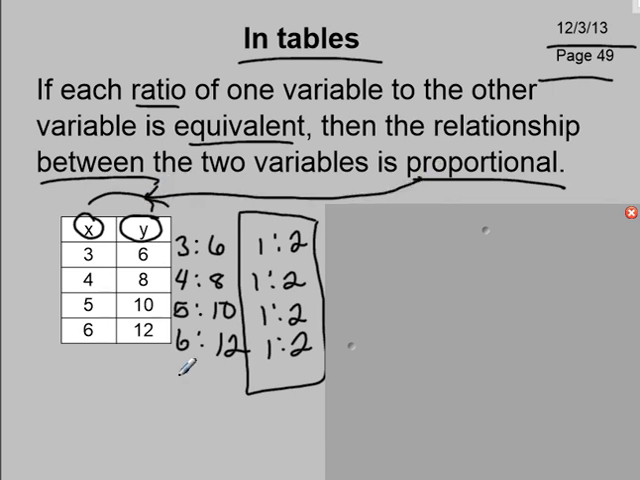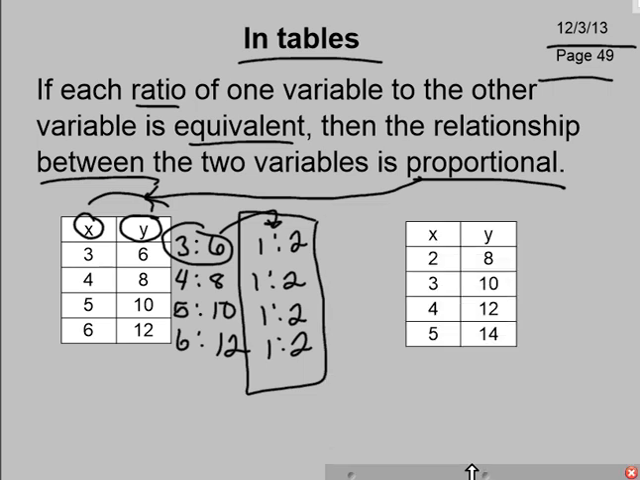Okay? And in case you were wondering how I got from this ratio to this ratio here, you simplify. What number can 3 and 6 both be divided by? Just like if it was a fraction, and you'd end up with 1 over 2. Okay, so how about you try one?